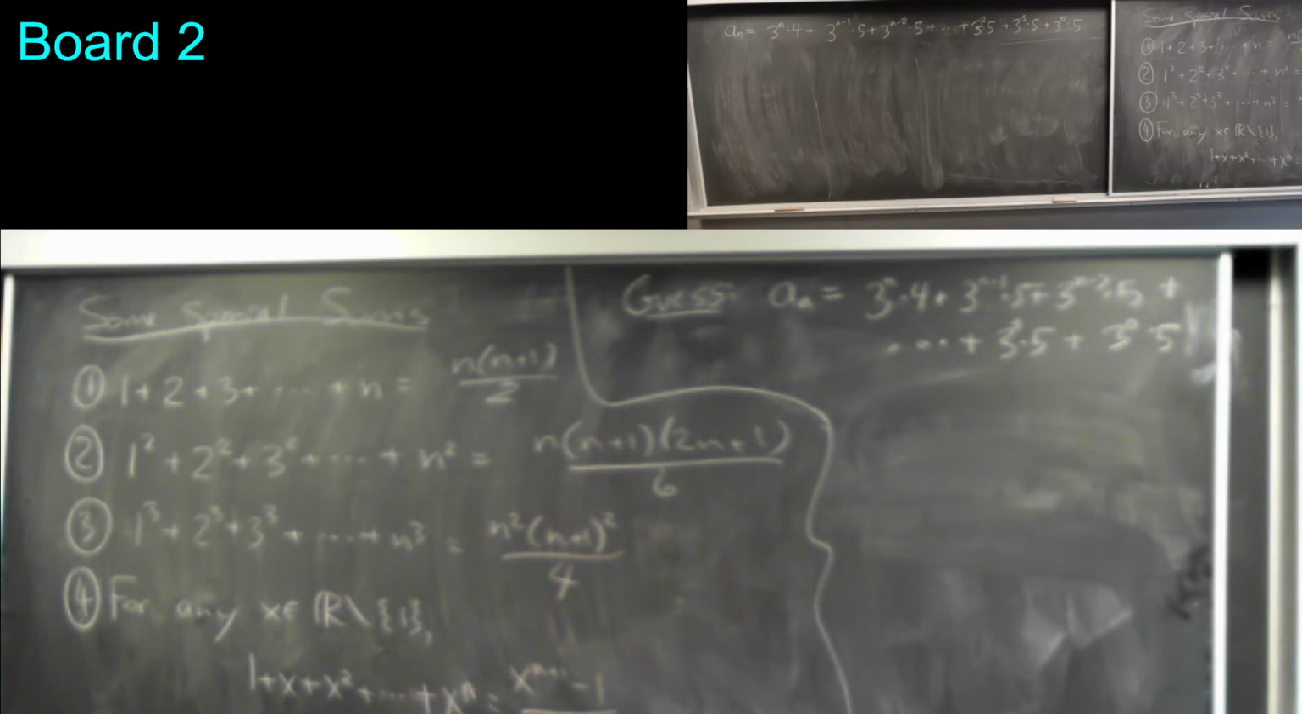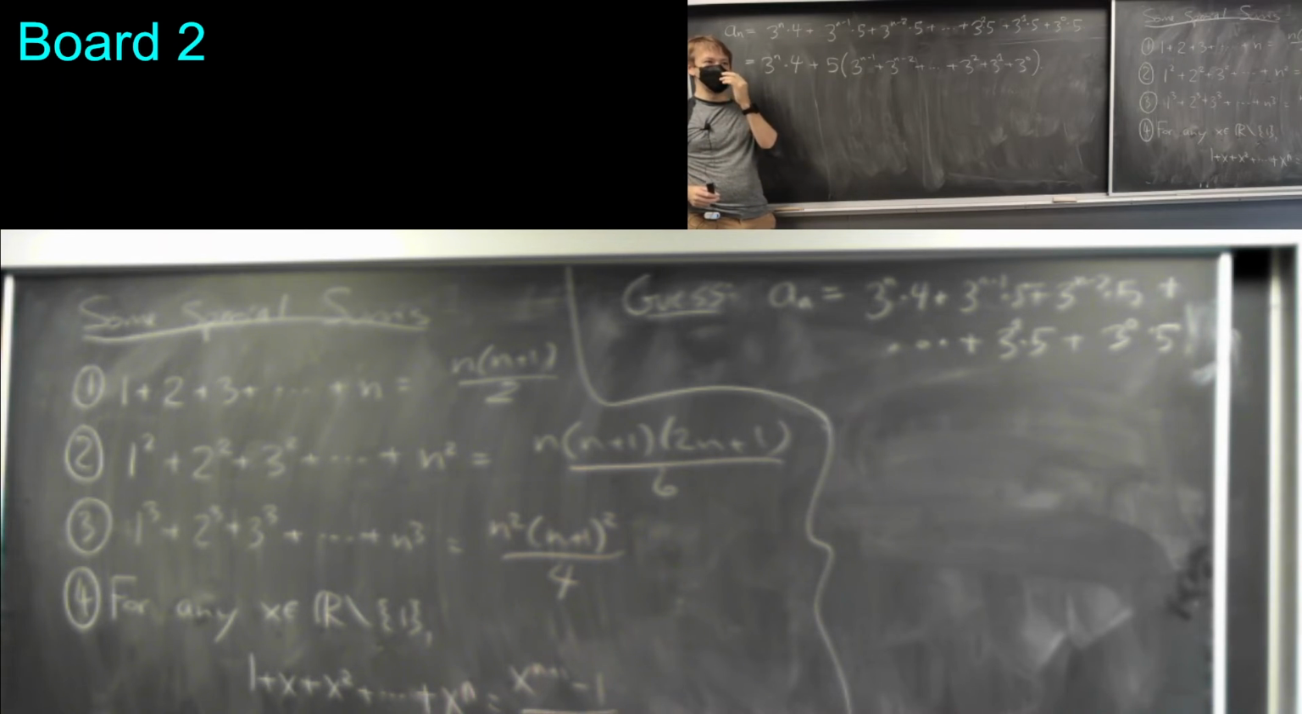So like I said, let's try to simplify this a bit. I can't do much about the first term, 3 to the n times 4. But this one I can factor out a 5 from everything, right? Okay, it's not much simpler. It's equally as complicated as what we had before.